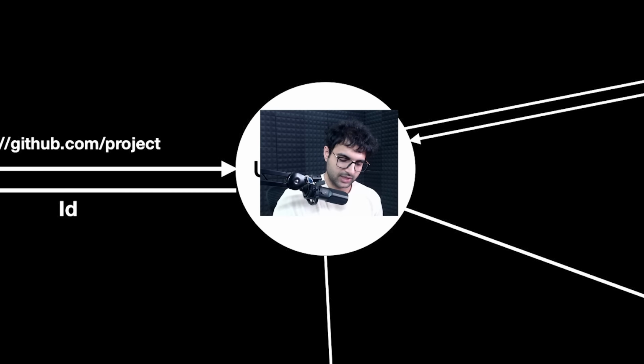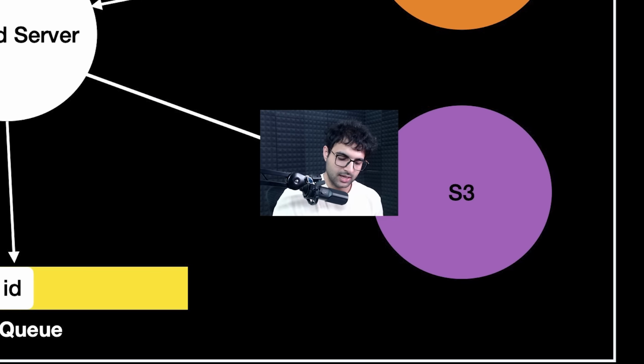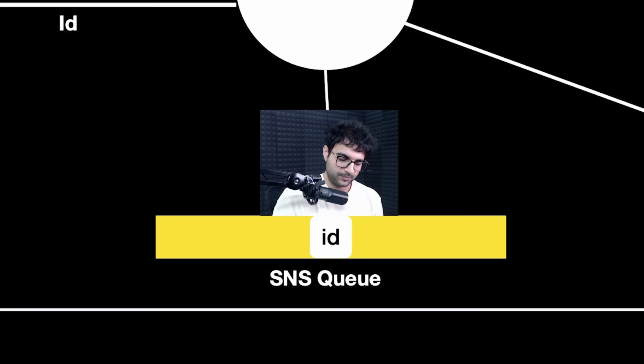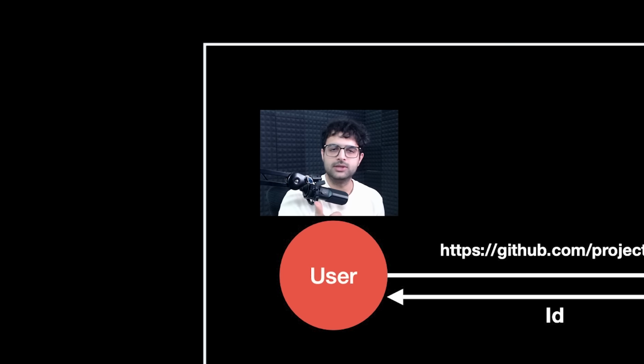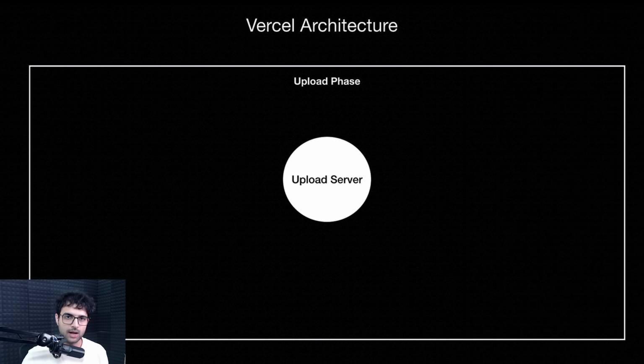The upload server, once it's done, number 1, pulling things from GitHub. Number 2, pushing things to S3. Number 3, putting things on a queue. It should tell the end user, haan bhai, good to go. This is your ID. Use this to track whether or not the deployment has succeeded. The upload has succeeded. Here is your ID for it. That's all for the upload stage.